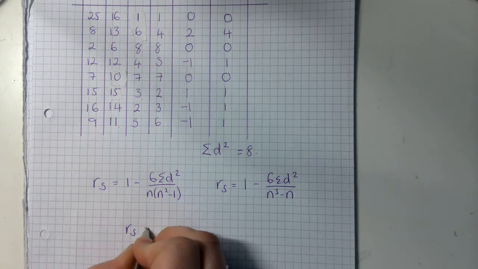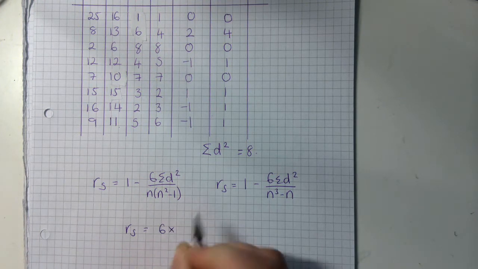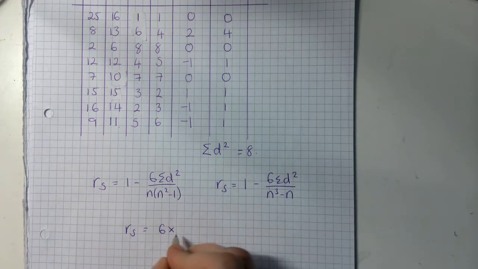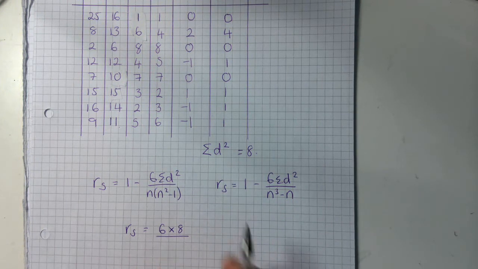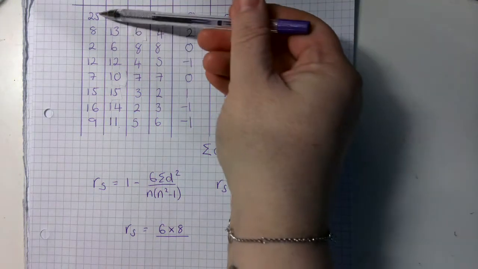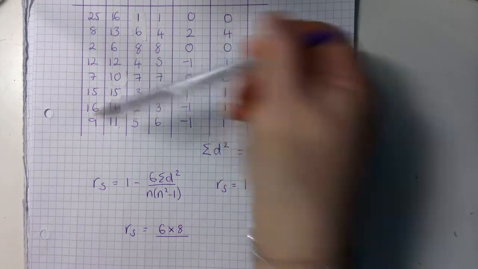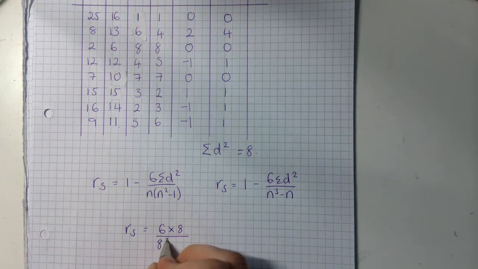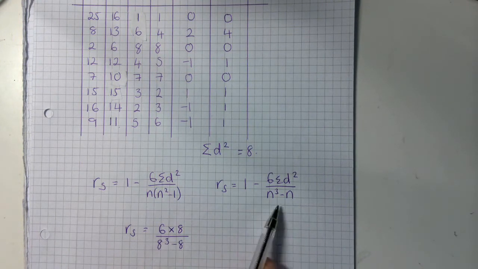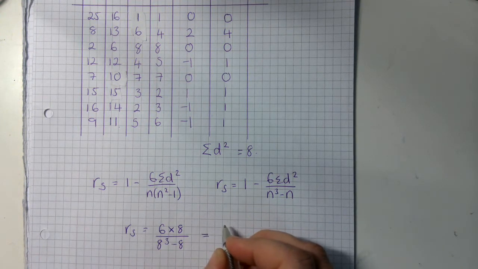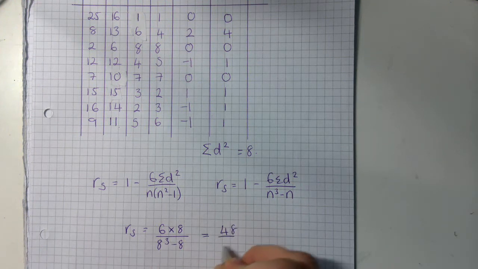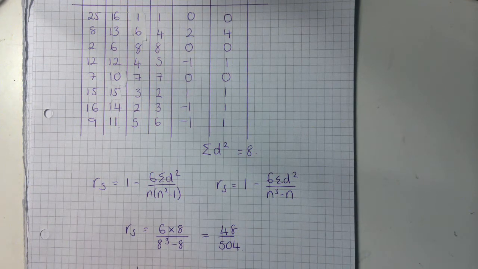So we've got 6 times the sum of d squared, which is 8, divided by, now n is the number of pieces, so we've got 1, 2, 3, 4, 5, 6, 7, 8. So in this case, we've got 8 cubed minus 8, or 8 times 8 squared minus 1. If I simplify that, now I'm going to do 1 take away this. Don't forget to take it away from 1.